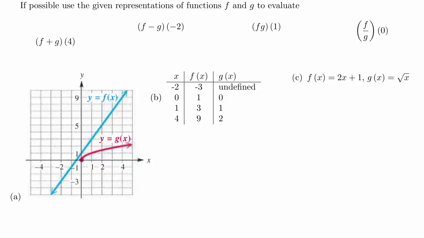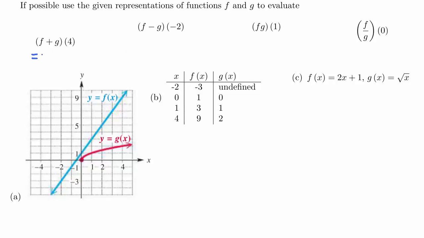Hello. In this example, we want to try and use A, B, and C to figure out what is f plus g of 4, f minus g of negative 2, f times g of 1, and f divided by g of 0. A, B, and C are simply different depictions of the same thing. So I'm going to start with f plus g of 4.